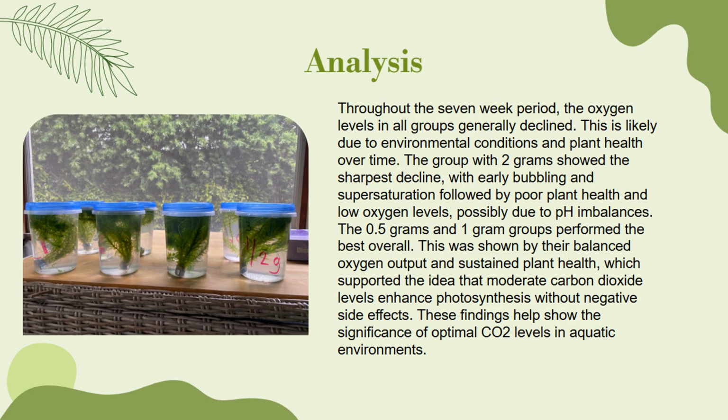Across our 7-day testing period, the oxygen levels across all groups declined. This is likely due to a supersaturation period due to the increase in sodium bicarbonate levels available to the plant and an increase in pH levels. The group with 2 grams showed the sharpest decline, with early bubbling and supersaturation, which was then followed by poor plant health and low oxygen levels, possibly due to pH imbalances.